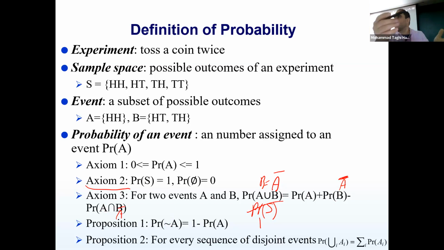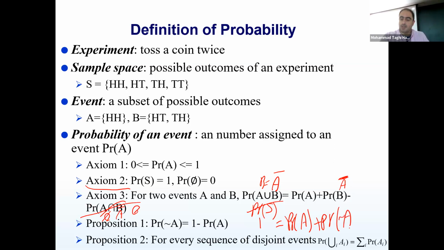But A and A bar are disjoint. So this would be the empty set, and then this probability would be 0. So then I have 1 equal to the probability of A plus the probability of A tilde, or not A. So then I can just bring 1 minus the probability of A here, and I have the formula there. So that's for the first one.